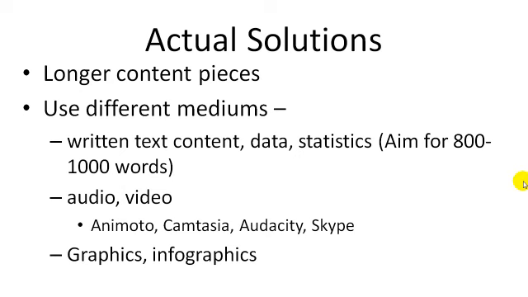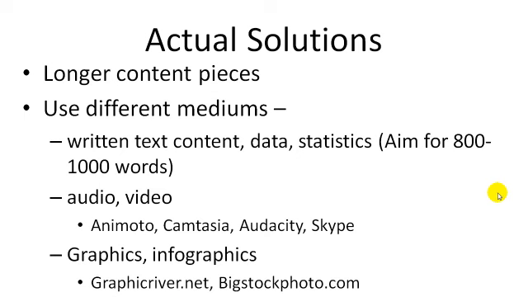Then we have graphics and infographics. When you're looking through content, you've got audio and video, but you need to have graphics all over the content. You don't want to have it all bunched in one spot. You want to spread it out so people feel the need to go through your whole article. You've got examples, infographics, and you can get this from graphicriver.net, which is one of my favorite sites. You can get a lot of cheap but really good looking graphics. Bigstockphoto.com is another great site where you can get royalty free images.